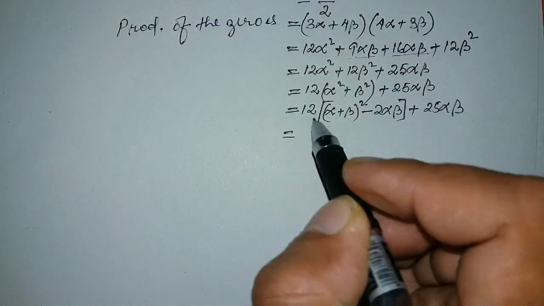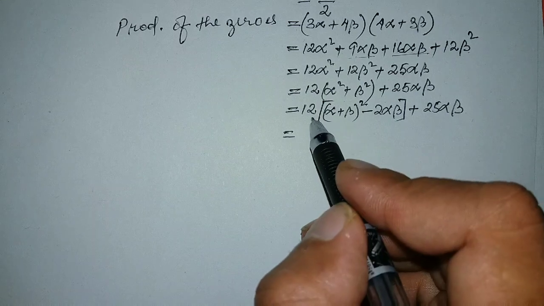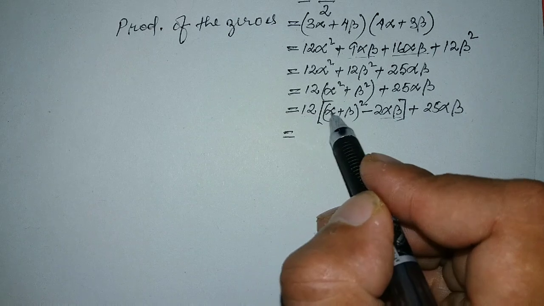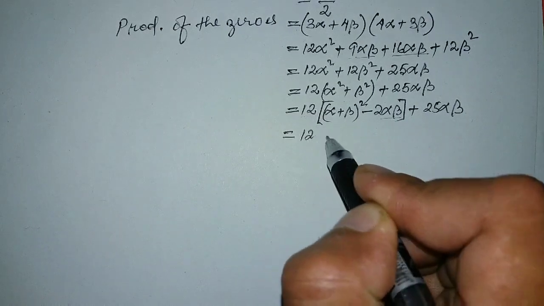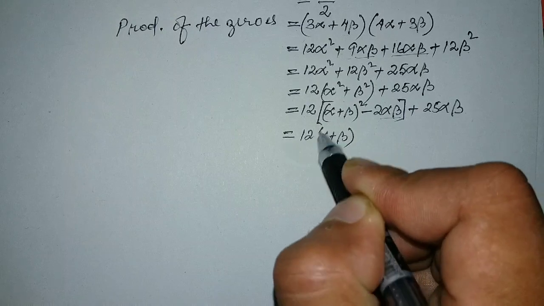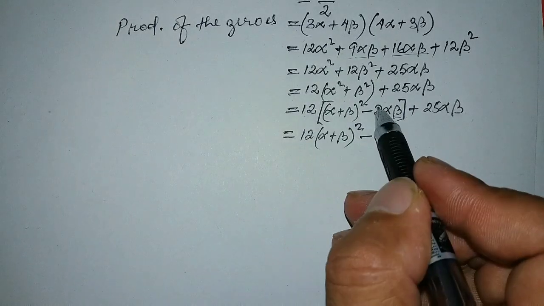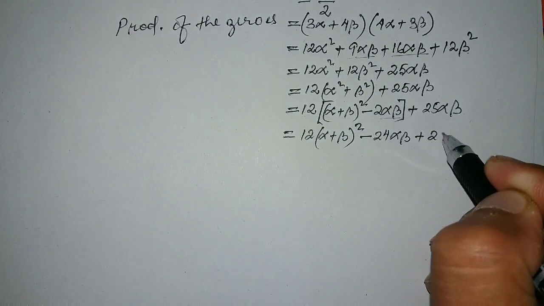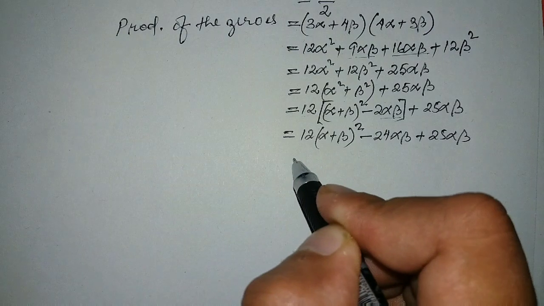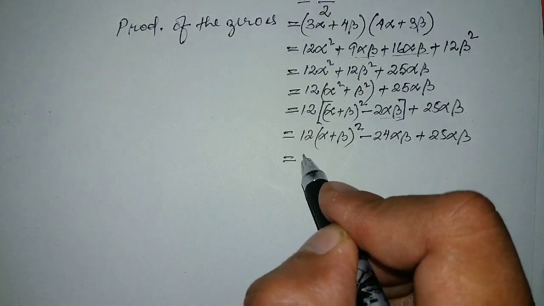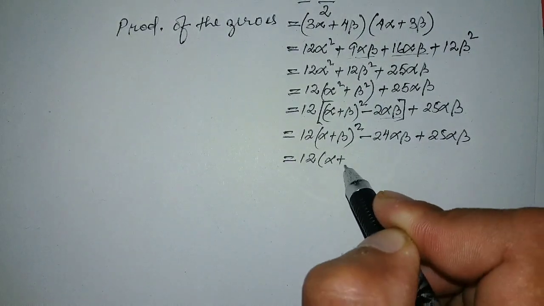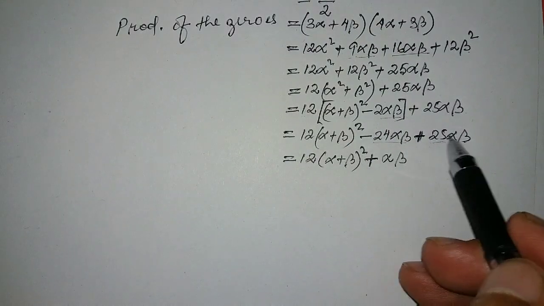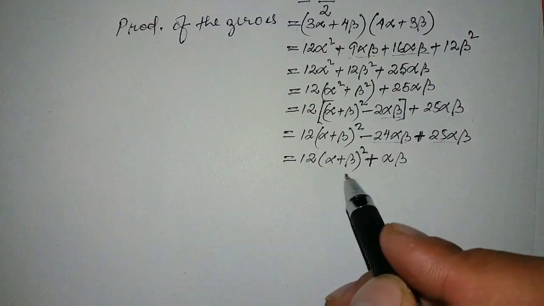Now this is equal to, again, let's multiply both these terms with 12. So 12 into (alpha plus beta) whole square is 12 (alpha plus beta) whole square, minus 12 twos are 24 alpha beta, plus 25 alpha beta. Now this is (alpha plus beta) whole square plus, we will get here alpha beta, 25 minus 24 is 1.